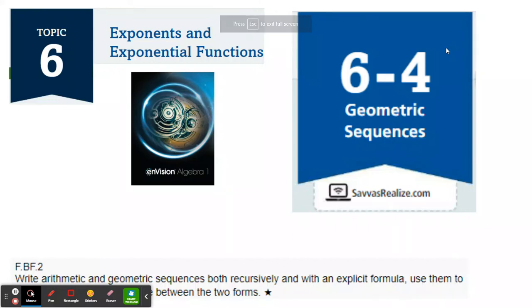Hello, Algebra 1 students. Welcome to Lesson 6-4, Video 1 on geometric sequences. Back in Topic 3, when we talked about linear functions, we talked about arithmetic sequences, which were very similar to linear functions. Here, geometric sequences are in the exponential function topic, so I would assume that geometric sequences have to do with exponents and exponential functions. Let's dive in and take a look.